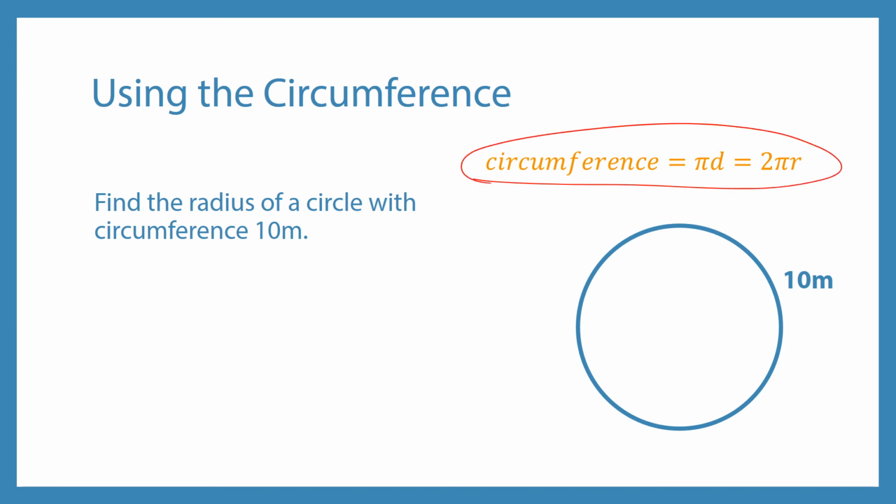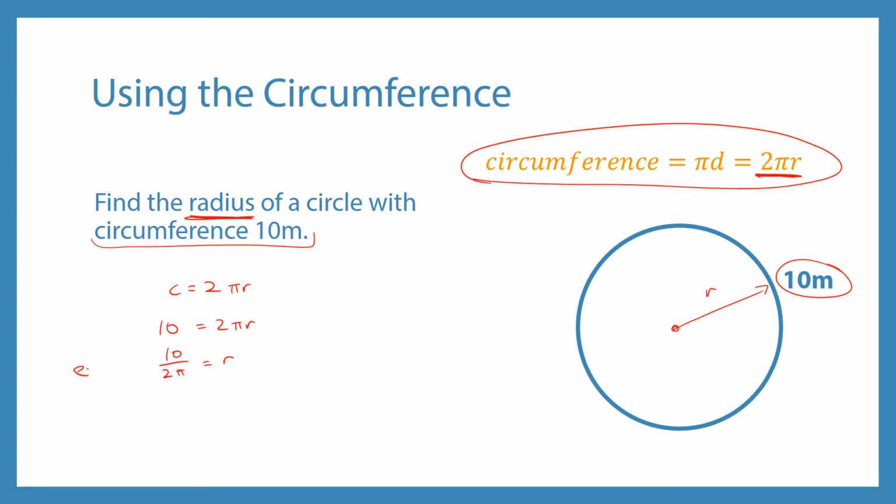We could also use this equation to find the radius or diameter of a circle if we know its circumference. So here we have the circumference is 10 meters, and we're asked to find what the radius is. So we're going to take this part of the equation. So we get circumference equals 2 pi r. We know that 10 is 2 pi r. Now we can rearrange the equation. So we get 10 divided by 2 pi equals r.